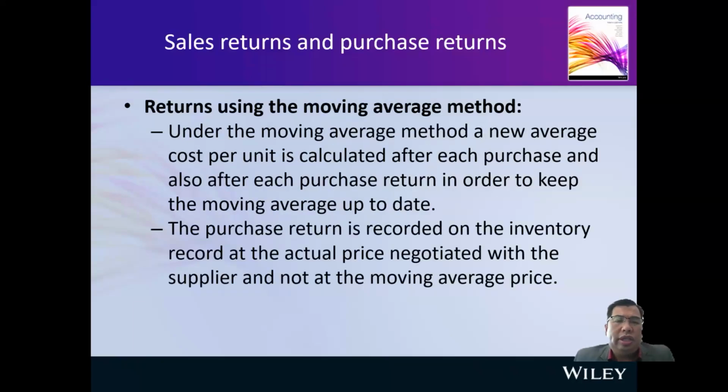If you use return using the moving average method, under the moving average method, a new average cost per unit is calculated after each purchase and also after each purchase return. Every time there is a purchase return, you need to calculate the new average cost per unit. So the purchase return is recorded on the inventory record at the actual price negotiated, what is the previous price negotiated with the supplier, and not the moving average price. So that is for the moving average method.